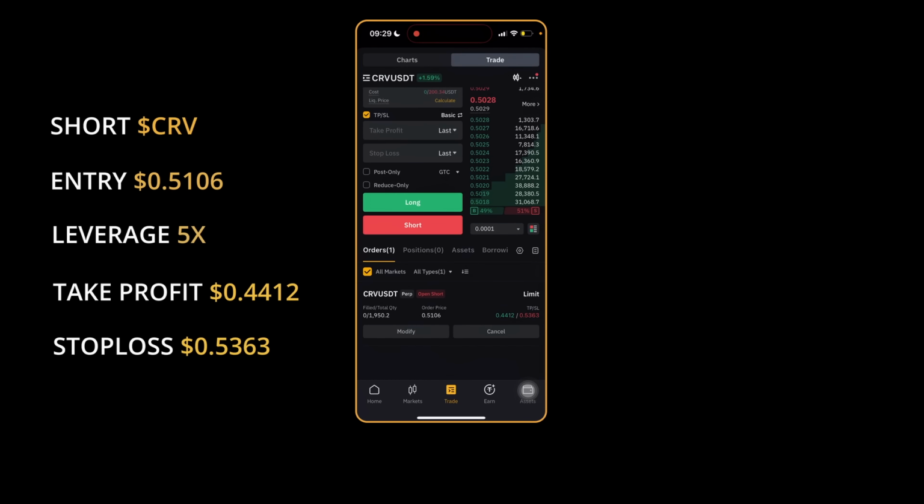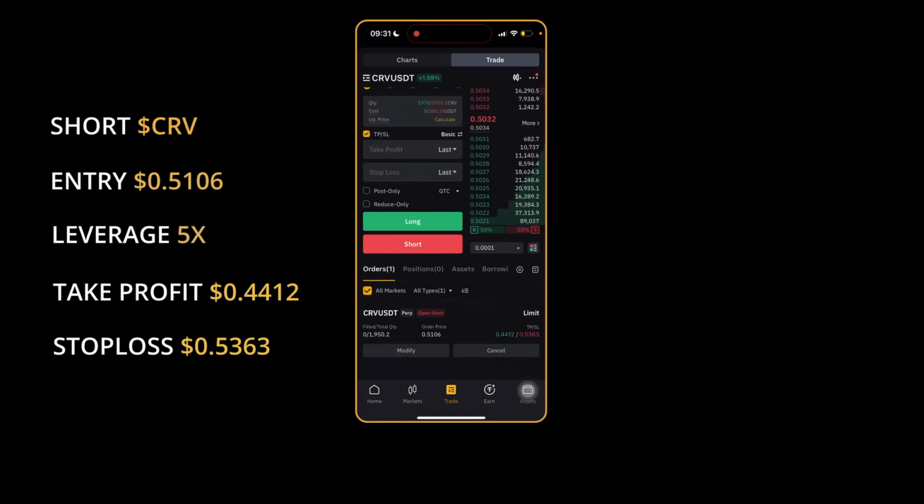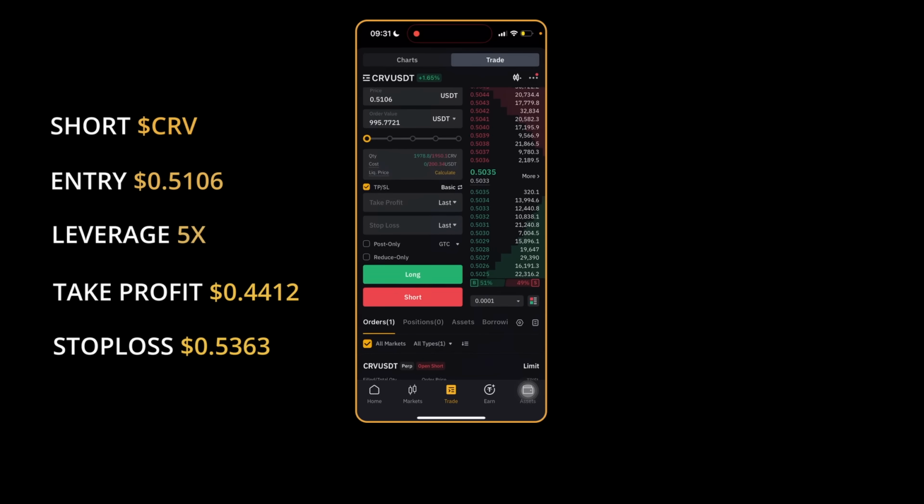On clicking on short, you will see that this particular order will be shown in the order section, just as you can see on the screen. You can see the order price, which is at 0.5106. So it means that if CRV gets to this order price, it will trigger. Our stop loss is at 0.5363 and our take profit is at 0.4412. So this is how to place a limit order, and you can apply the same pattern in a long or short trade.